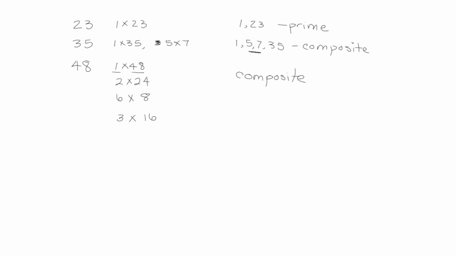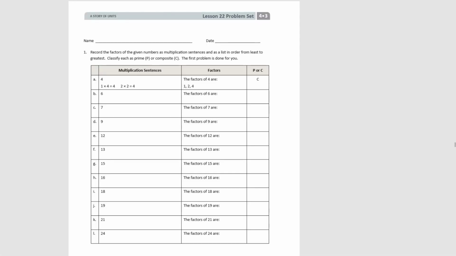Okay, let's use what we've learned to work some problem set problems. Our directions say record the factors of the given numbers in a multiplication sentence and list in order from least to greatest. Classify each as prime using the letter P or composite using C. The first is done for you. For the number 4, we can do 1 times 4 is 4, 2 times 2 is 4. So our factors are 1, 2, and 4, which makes this number composite.